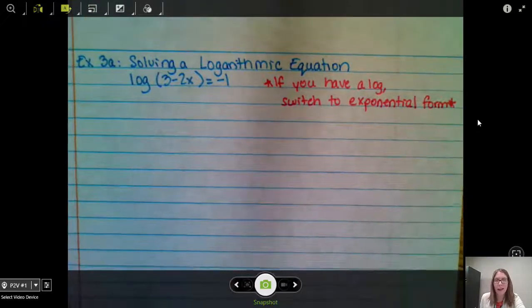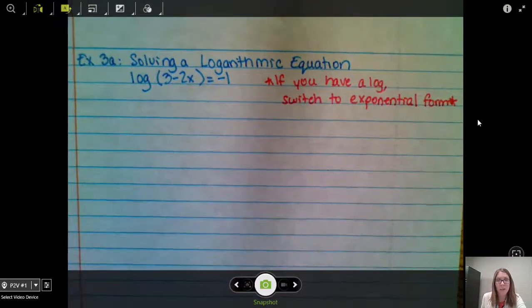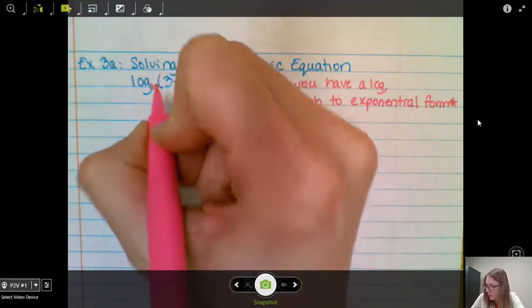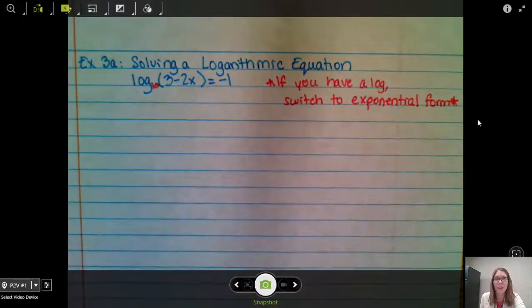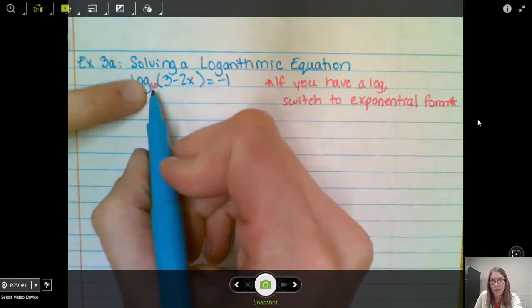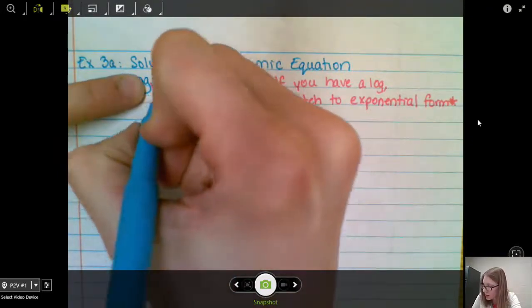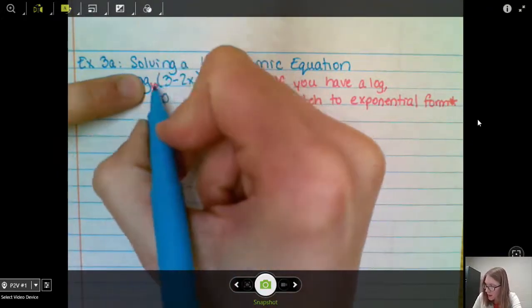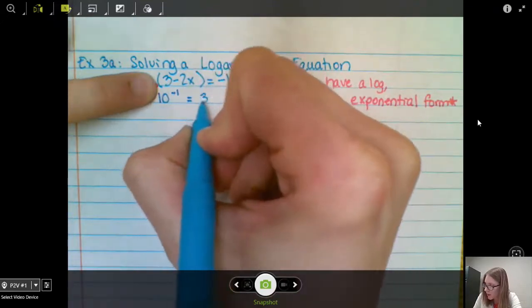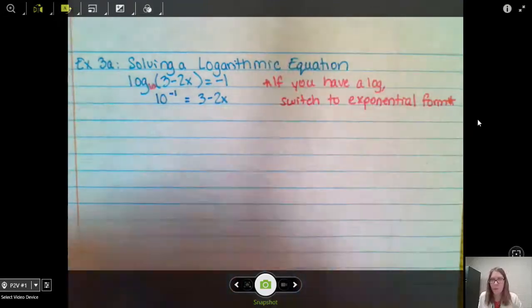And keep in mind that if the base of our logarithm isn't written in, our base really is 10. So I'll write that here in my pink. This really means the log base 10 of 3 minus 2x equals -1. So from here, 10 is the base for my log. That's the base for the exponent as well. 10 to the negative first power equals 3 minus 2x.